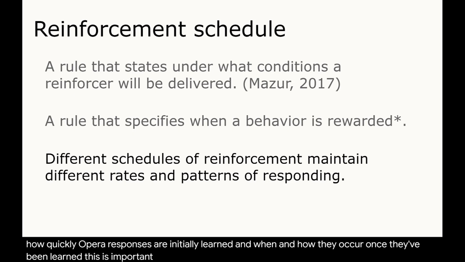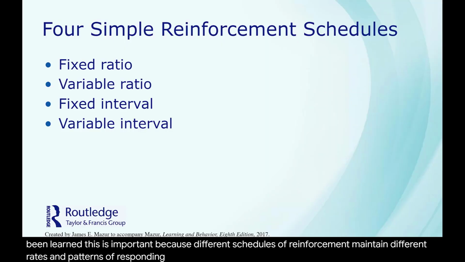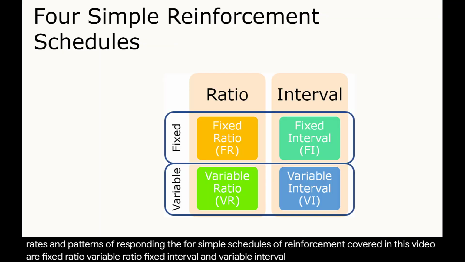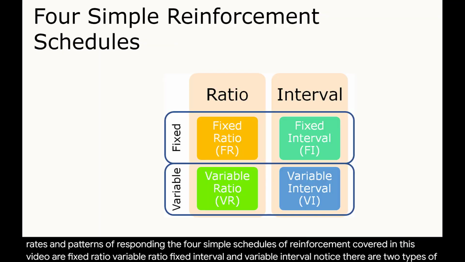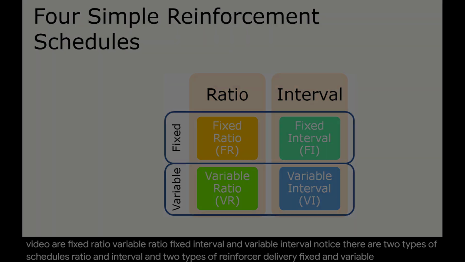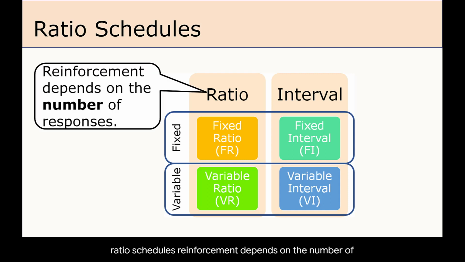This is important because different schedules of reinforcement maintain different rates and patterns of responding. The 4 simple schedules of reinforcement covered in this video are fixed ratio, variable ratio, fixed interval, and variable interval. Notice there are 2 types of schedules, ratio and interval, and 2 types of reinforcer delivery, fixed and variable. In ratio schedules, reinforcement depends on the number of responses.